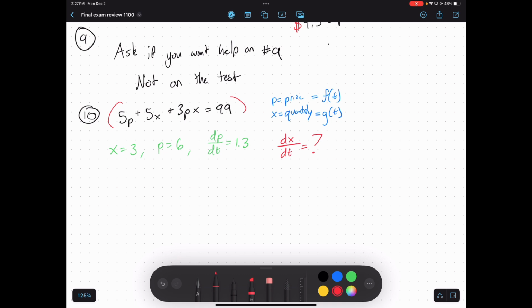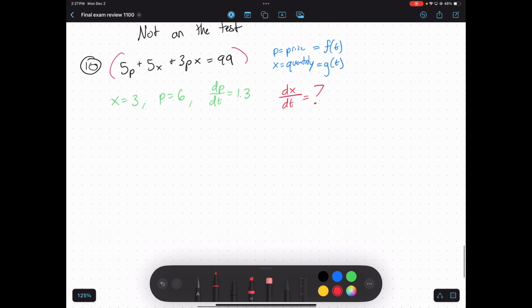I'm going to take the derivative in terms of time. So let's look at the first piece. I can look at each of these pieces individually. So first piece, what's the derivative of 5p?